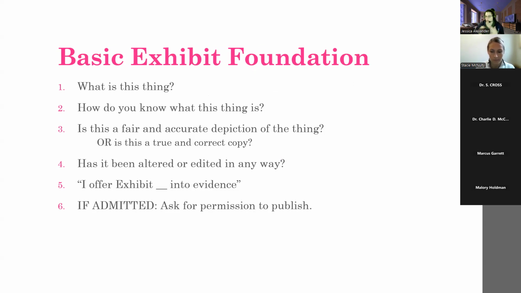So a very basic way of thinking about exhibit foundation is: what is the thing that I'm showing you generally? How do you know what it is? Is it a fair and accurate depiction, if it's a picture, or is it a true and correct copy of a document? Is it really the thing? And has it been changed in any way that you're aware of? Assuming you get the correct answers to all those questions, you're going to offer the exhibit into evidence. The other side will have an opportunity to make objections or not, and we'll talk about that in a second as well. Only if it's admitted into evidence can you ask for permission to publish to the jury. You cannot publish an exhibit that has not been admitted into evidence. The jury can't see it.